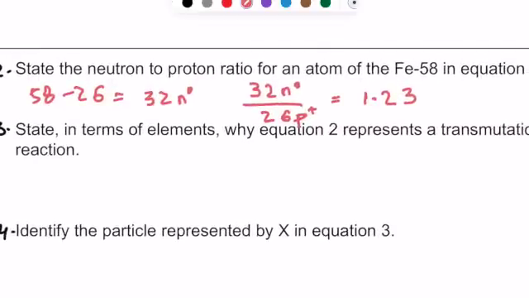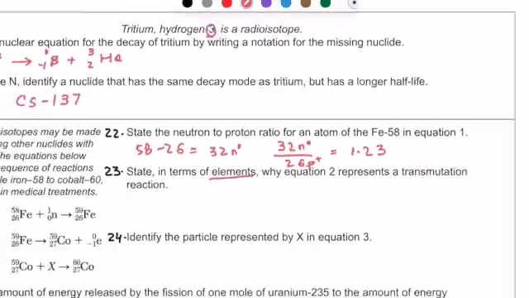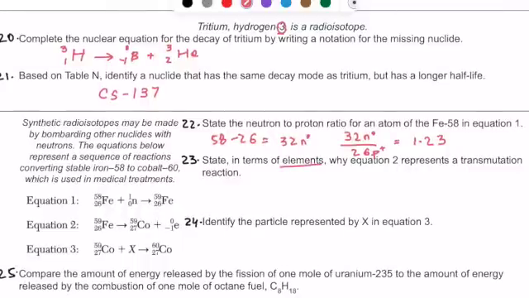State in terms of elements why equation 2 represents a transmutation reaction. So because it says in terms of elements, you have to say that one element or the isotope of one element is converted into the isotope of a different element. So isotope of one element converted to isotope of a different element.